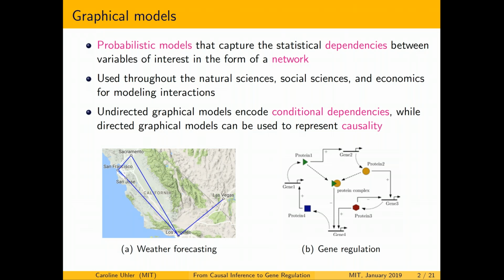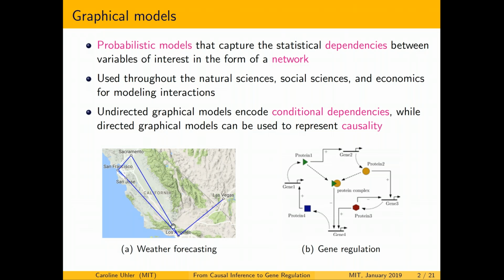And so what are graphical models? Graphical models are used everywhere in the sciences, and there are different kinds of graphical models that people use depending on the application that you're working on. For example, for accurate weather forecasting, you need to know the correlations or the dependencies on the weather in different locations. And so there, often we use an undirected graphical model.